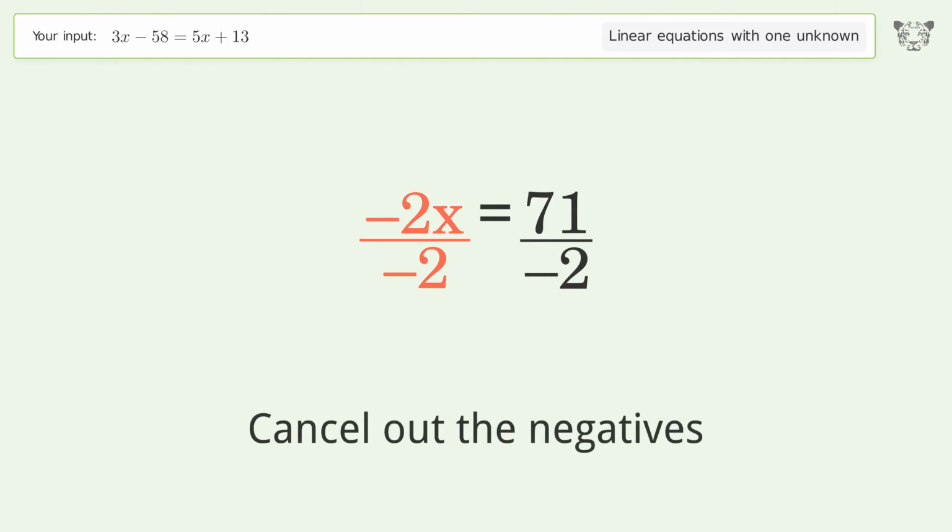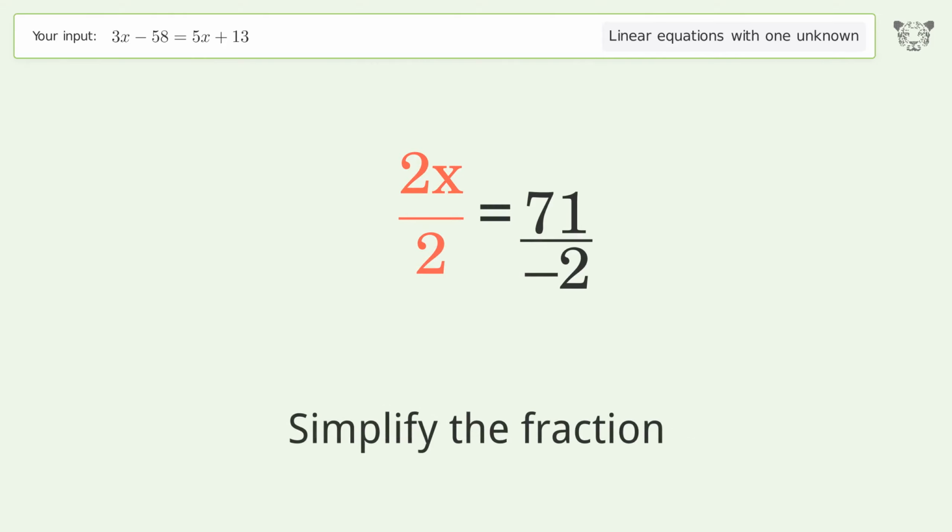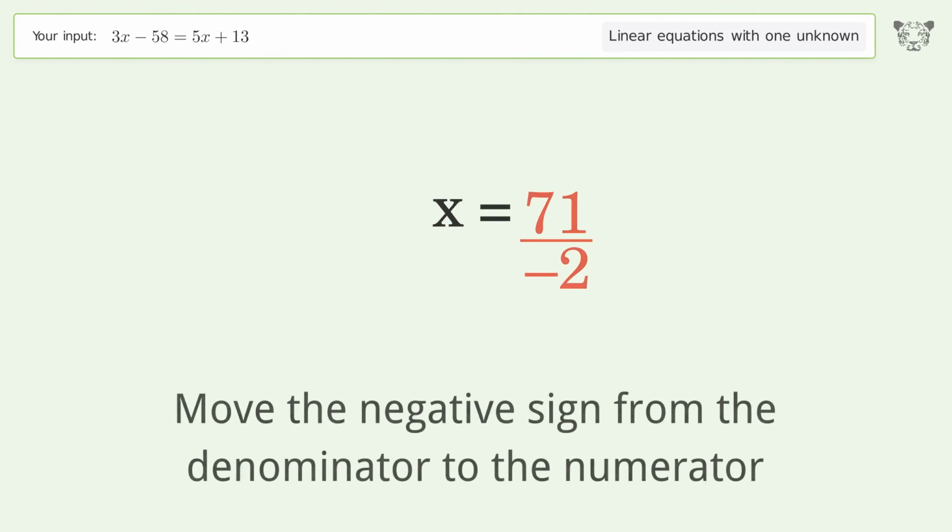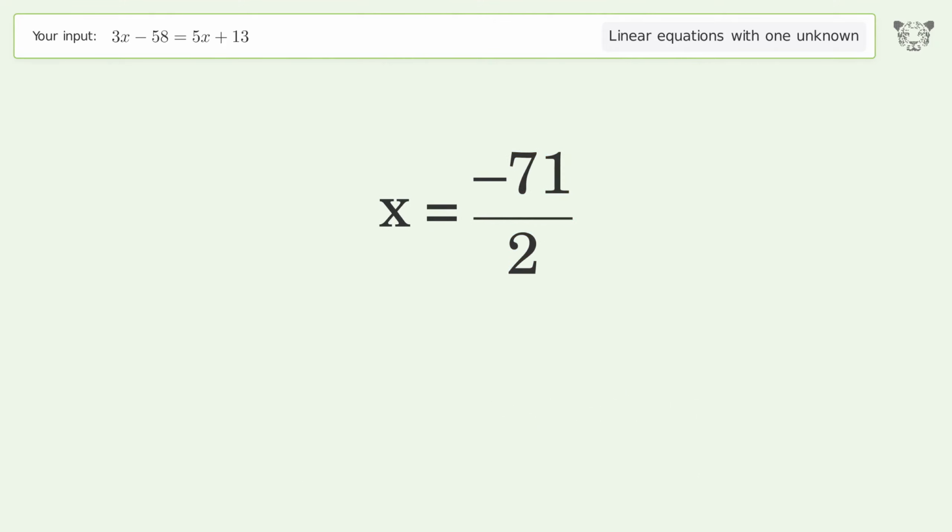Cancel out the negatives. Simplify the fraction. Move the negative sign from the denominator to the numerator. And so the final result is x equals -71/2.